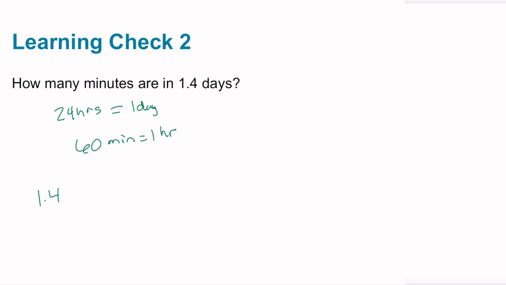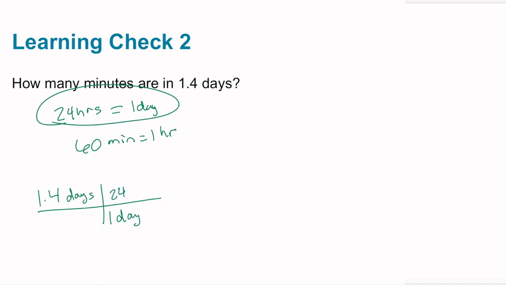We want to know how many minutes are in 1.4 days. We're trying to get rid of days, so we'll use the inverse conversion factor by putting 1 day on the bottom and 24 hours on the top. Now days cancels and we have hours. Now we can use the next conversion factor. There are 60 minutes in 1 hour. And so now we can cancel out days, cancel out hours, and we're left with minutes.